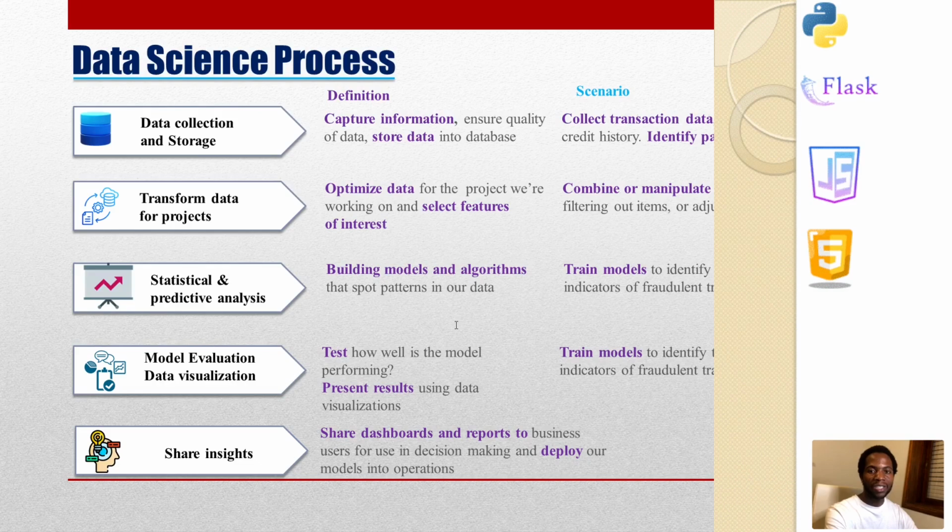Remember that while these steps are typically described in order, the data science process is often cyclical. We may need to revisit early steps to improve our work, the data we've collected, or the models we've built before arriving at a final selection.